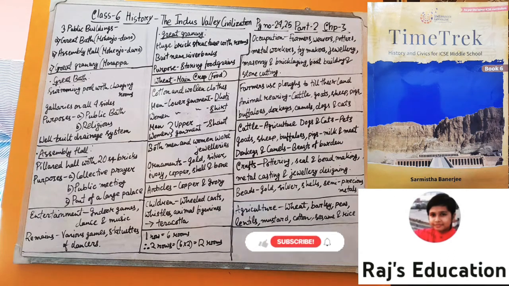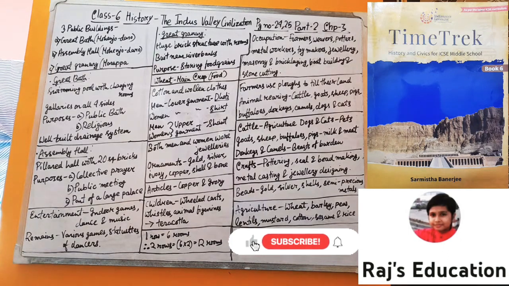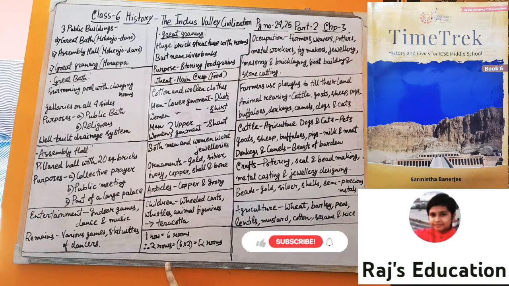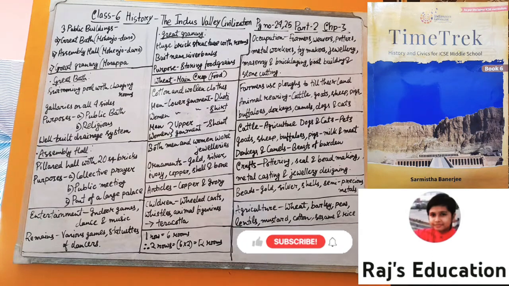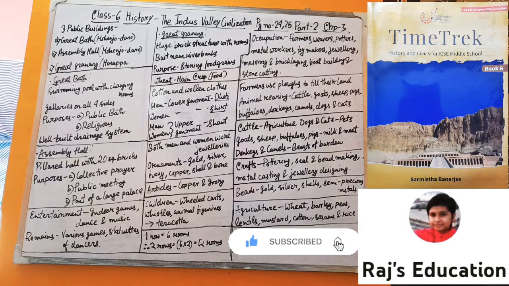And the Great Granary is located in Harappa. It has 2 rows of rooms, and in one row there are 6 rooms. So in 2 rows, 6 into 2 is 12 rooms. There are 12 rooms in the Great Granary, and these rooms were used for storing food grains. So the Great Granary is a huge structure with 12 rooms, and they were used for storing food grains.